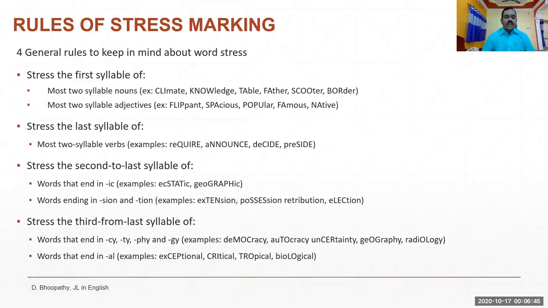Next, the words ending with SION, TION: extension, the second syllable from the last. Extension. There are three syllables. The second syllable, the middle syllable, is the stressed syllable. Possession, election, selection.